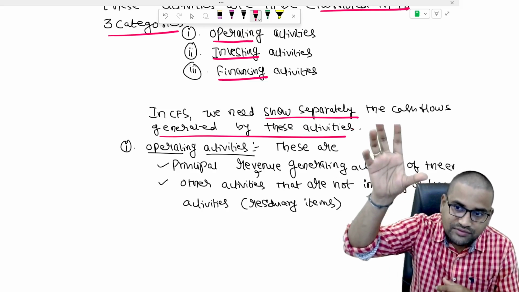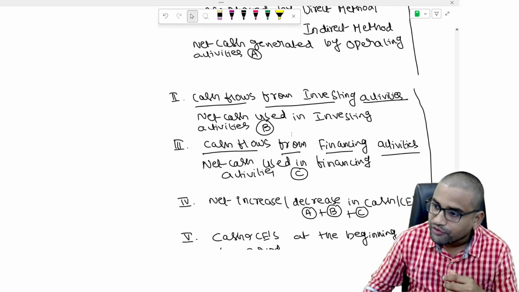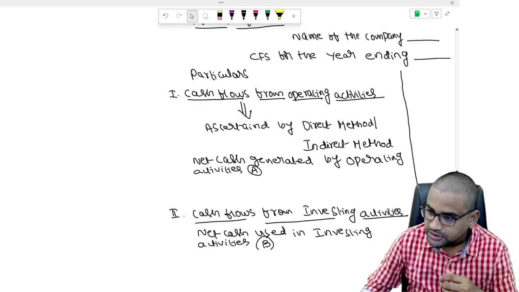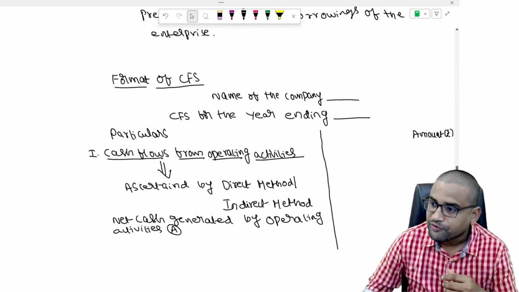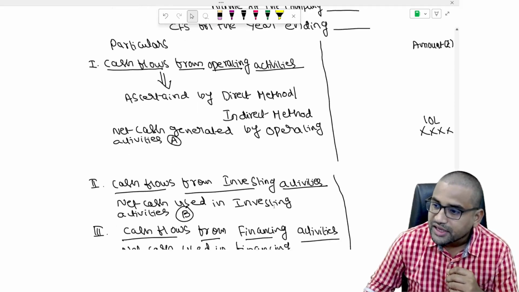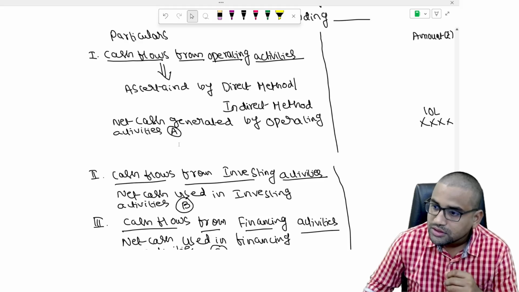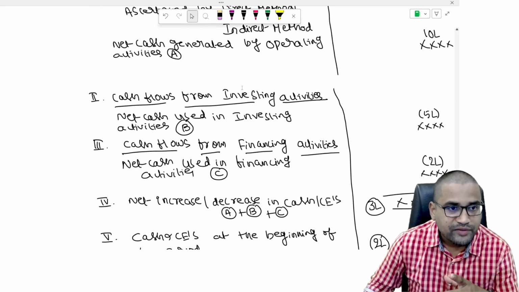In fact, the cash flow statement format is like that only. I will show you the format also. See, this is the format. See how we are preparing the cash flow statement. First, we take the name of the company, then cash flow statement for the year ended. Particulars, amount. First, cash flow from operating activities. Second head, cash flow from investing activities. Third, cash flow from financing activities.